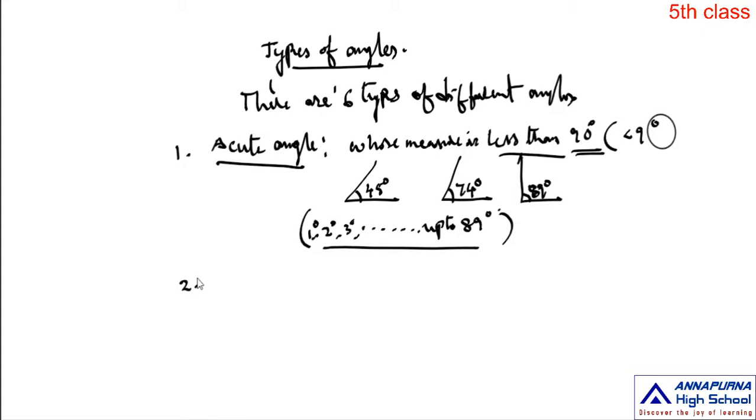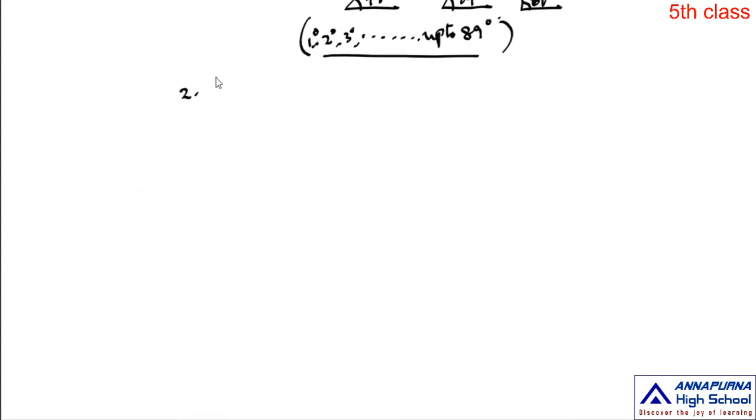Come to the next one. The second one is the right angle. Now, suppose this is the angle AOB. If its angle measures 90 degrees, it is called a right angle.